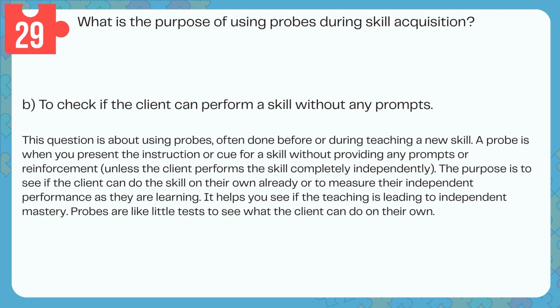Answer B. To check if the client can perform a skill without any prompts. This question is about using probes, often done before or during teaching a new skill. A probe is when you present the instruction or cue for a skill without providing any prompts or reinforcement, unless the client performs the skill completely independently. The purpose is to see if the client can do the skill on their own already, or to measure their independent performance as they are learning. It helps you see if the teaching is leading to independent mastery. Probes are like little tests to see what the client can do on their own.